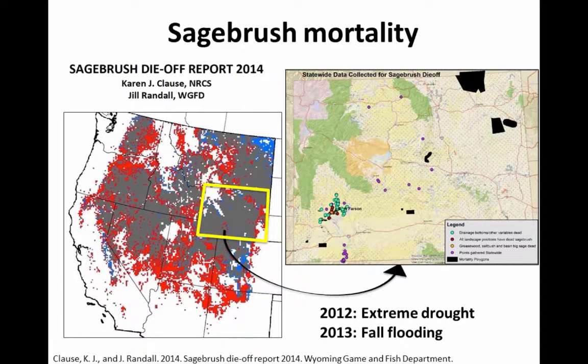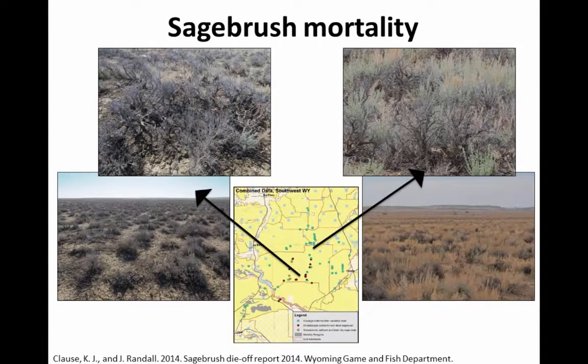So we went out and took a look at this, and we wrote a proposal to the USGS and, with the support of Steve and Greg, got some funding to do a project to try to understand what's driving this mortality that's been observed in southwest Wyoming. We went out and started looking for sites a couple weeks ago. This is the map, just to zoom in from the Klaus and Randall report.